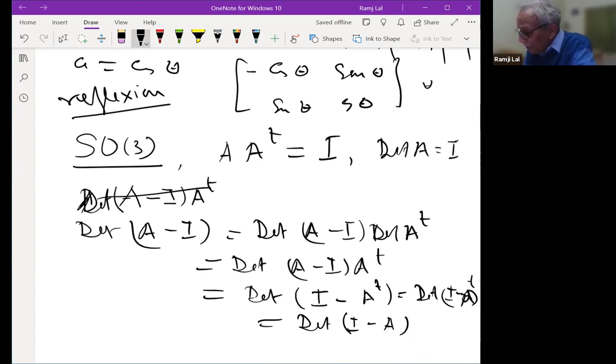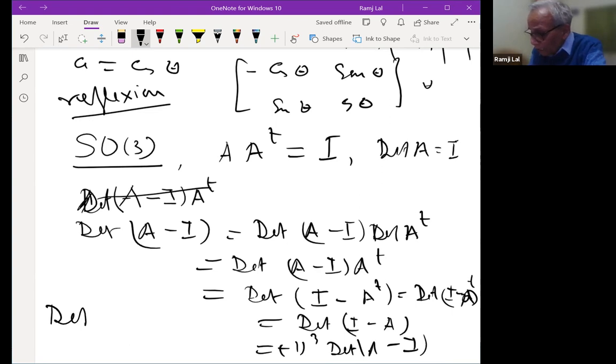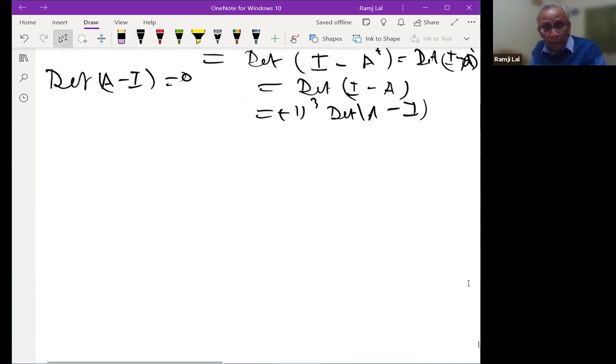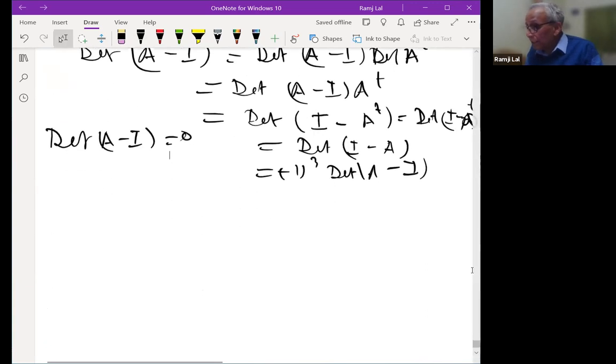And you see here, this is a 3x3 matrix, and I minus A is the negative of A minus I. So this will be minus 1 to the power 3, that is minus 1, times the determinant of A minus identity. So the determinant of A minus identity is minus the determinant of A minus identity. That means the determinant of A minus identity is 0. So that means 1 is an eigenvalue.